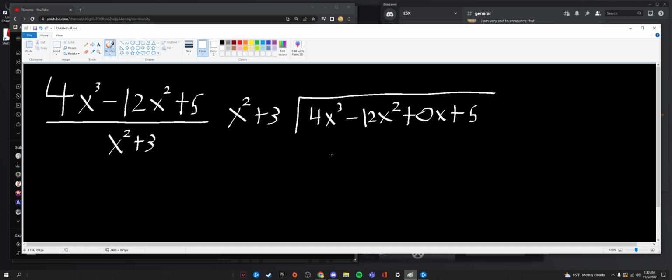Now the idea is still the same. However, we don't include the plus 3, we just ask, how many times does x squared go into 4x cubed? Well, 4 times x squared is 4x squared, and x squared times x becomes x cubed, so x squared goes into 4x cubed 4x times. So now we multiply these out, we get 4x cubed. Now we're going to subtract.